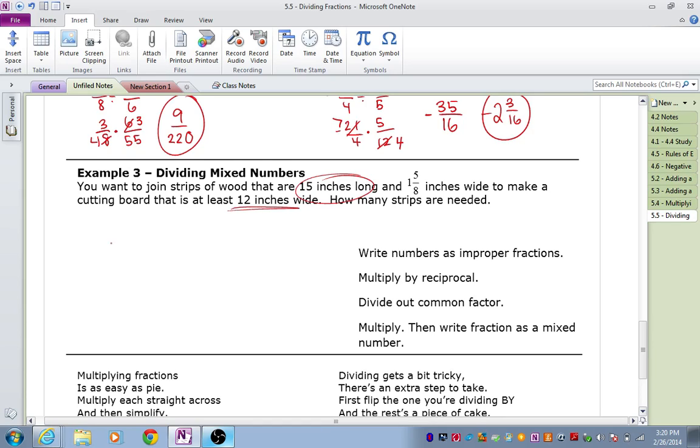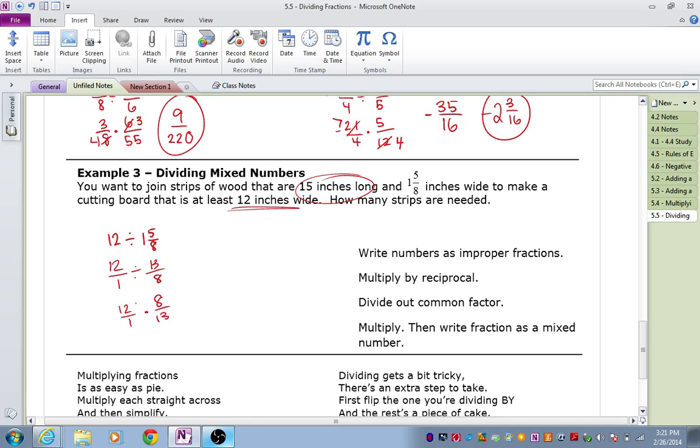Okay, so we're going to say, let's take that 12 inches wide, and we're going to divide it by the width of each one, which is 1 5/8. Okay, so we are going to change this to an improper fraction. It might be helpful to also write this as 12 over 1, but we have 12 over 1 divided by 13/8. Which if we copy, change, flip, we get 12 over 1 times 8 over 13.